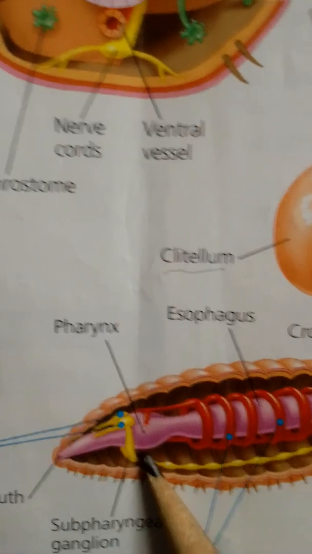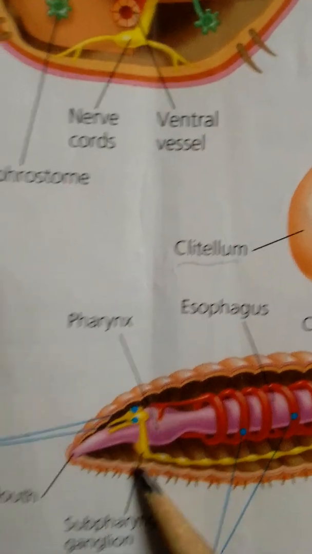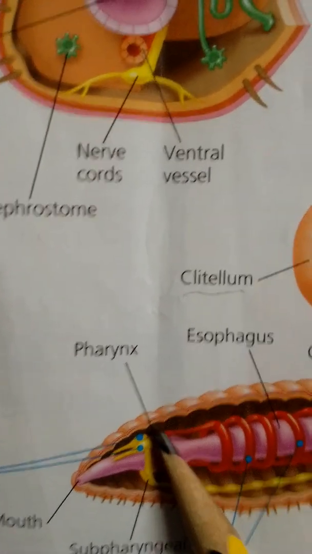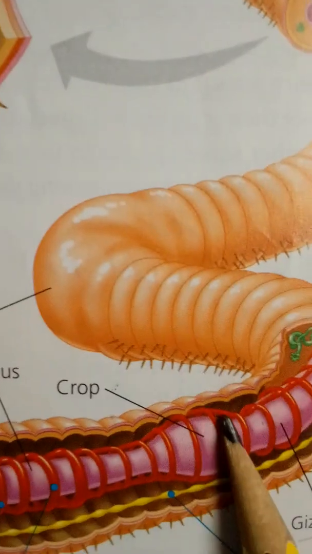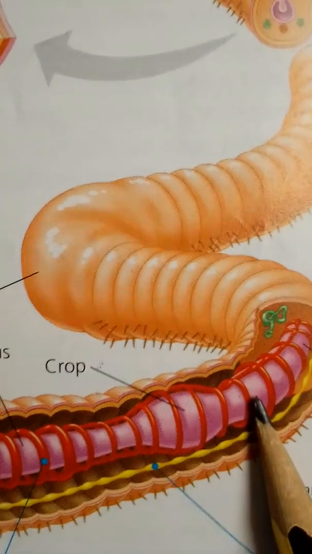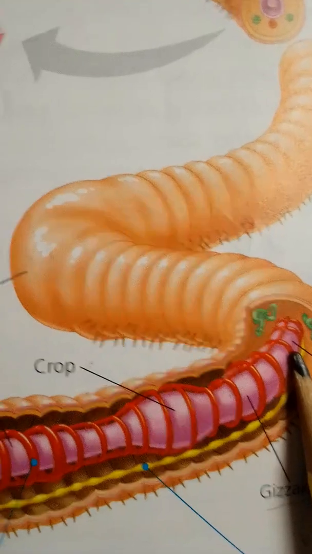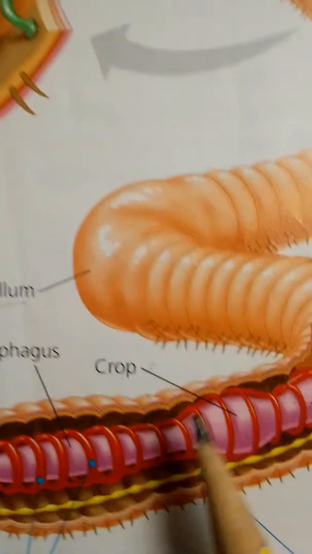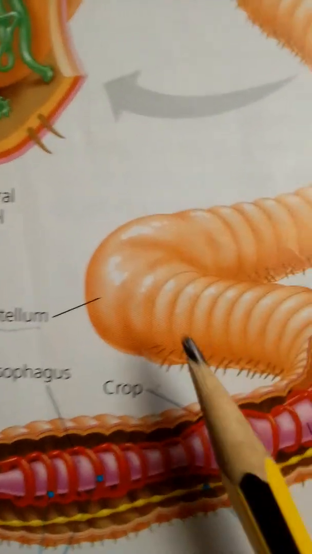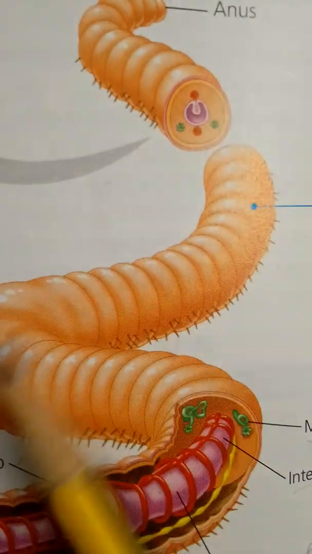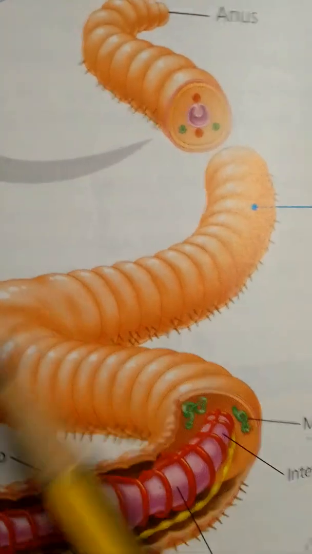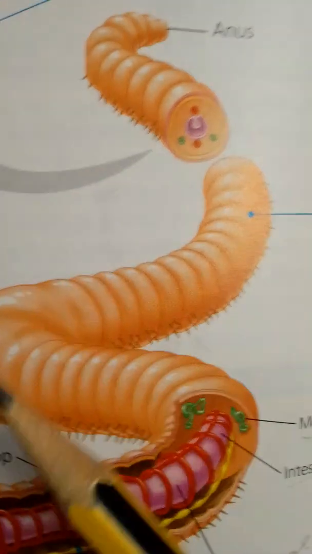Mouth, subpharyngeal ganglion, pharynx, esophagus, crop, gizzard. Notice also the intestine, metapharyngeum and crop, clitellum, and notice also tiny blood vessels are abundant in the earthworm's skin, which functions as its respiratory organ.